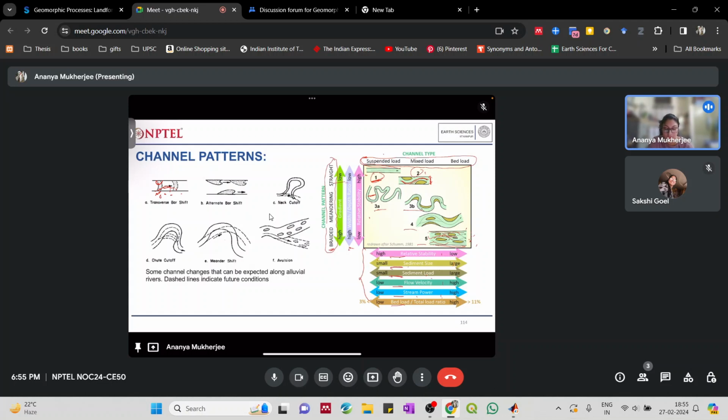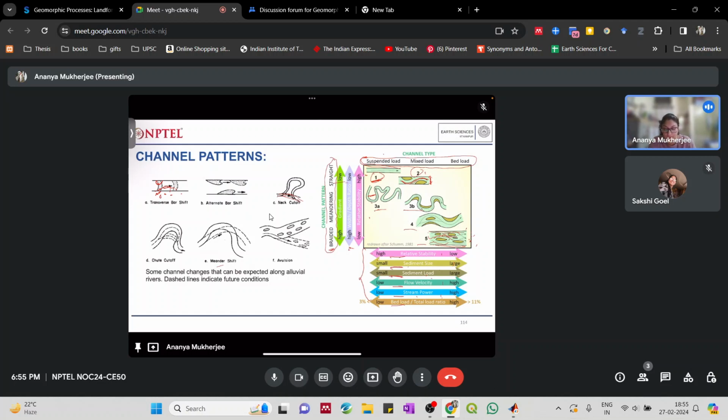Then neck cutoff, as we had also discussed: with increasing deposits, or changes in the rate of flow of the river, the neck of the meander can get cut off, and then the river can again start flowing in a straight pattern. So similarly, you can see these are the different variations in the channel patterns that can be observed.